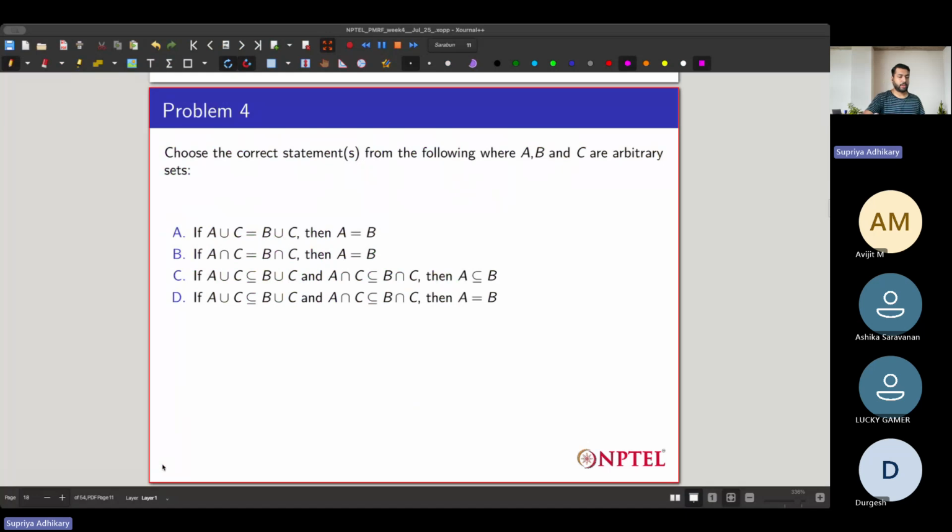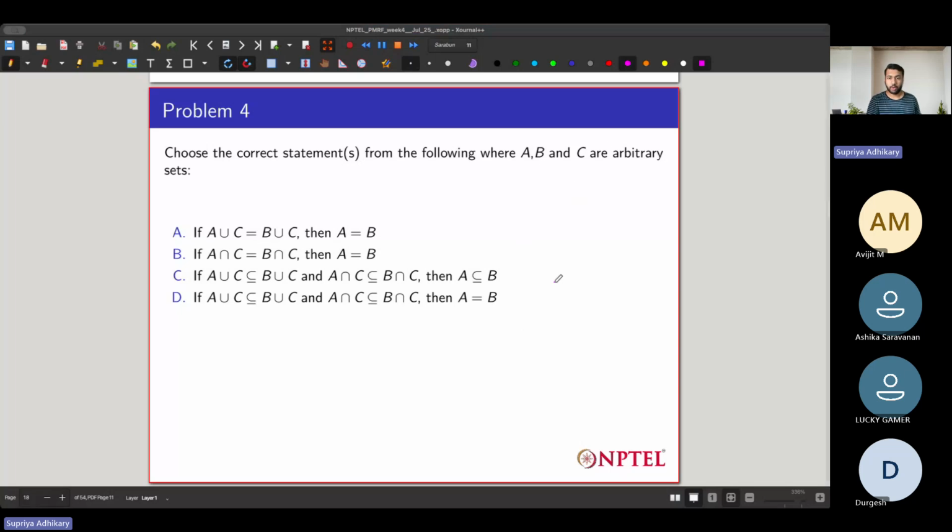Okay, so now let's get to the problem, a set theory problem. Here we have to choose the correct statement. We are given 3 arbitrary sets A, B, and C.